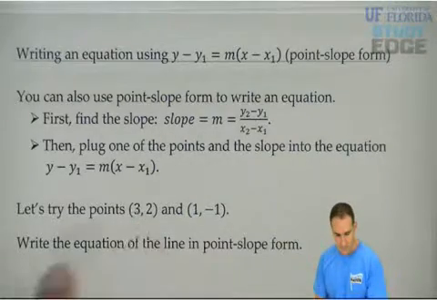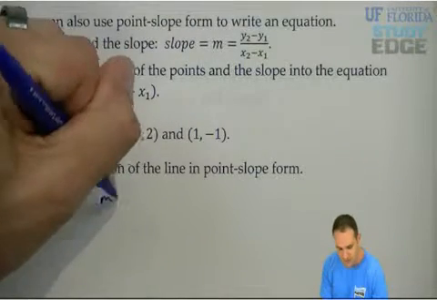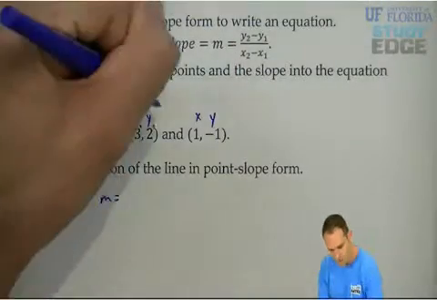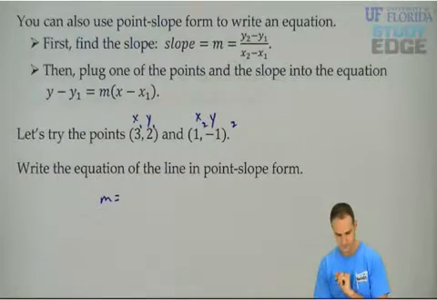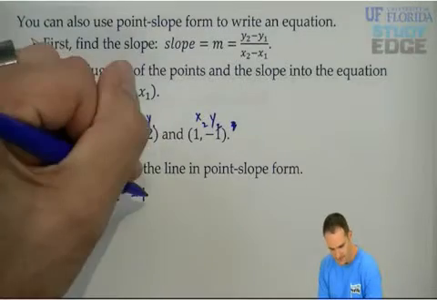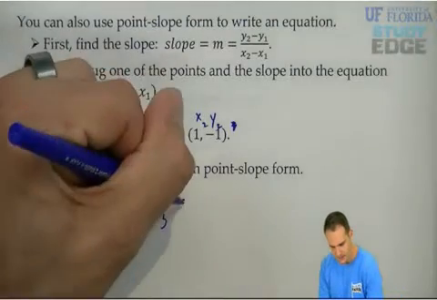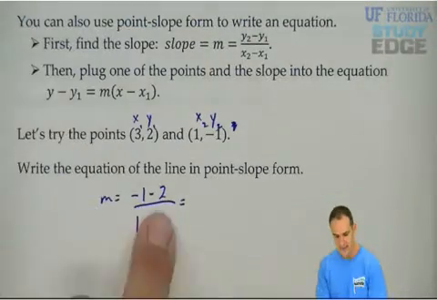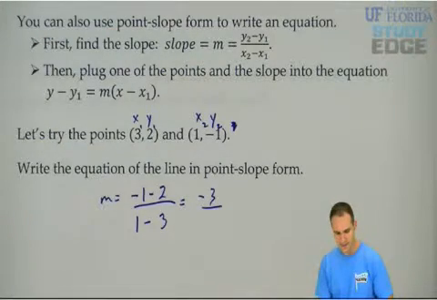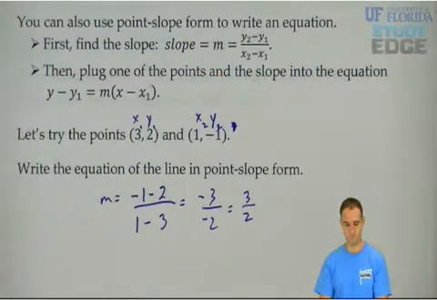Here we go. Given the 2 points, let's first write the equation in point slope form. So we first need to find the slope once again. We have our first point and our second point. y2 minus y1 divided by x2 minus x1. That'll be negative 1 minus 2, which is negative 3, divided by 1 minus 3, which is negative 2, giving me a slope of 3 halves.